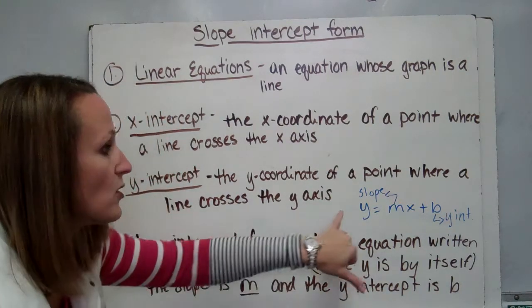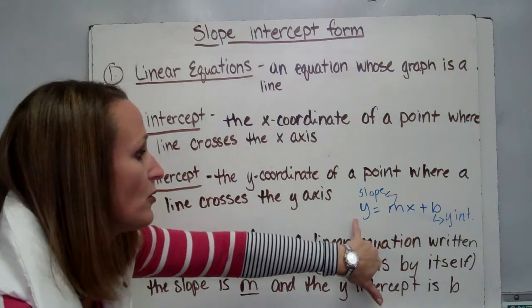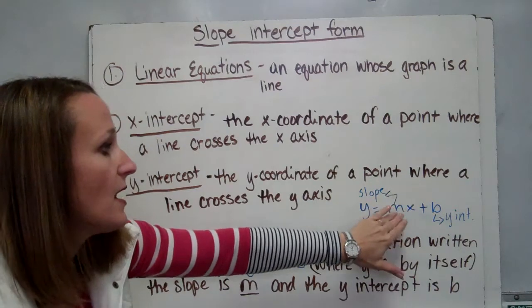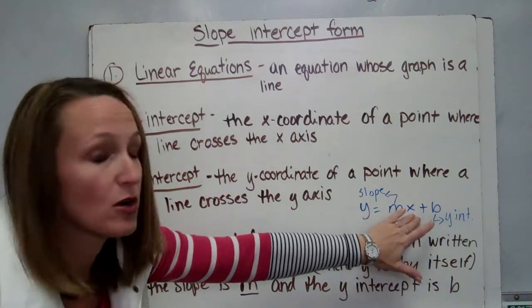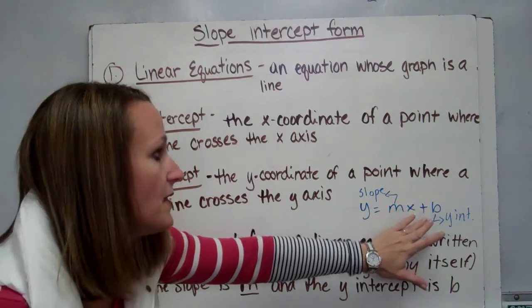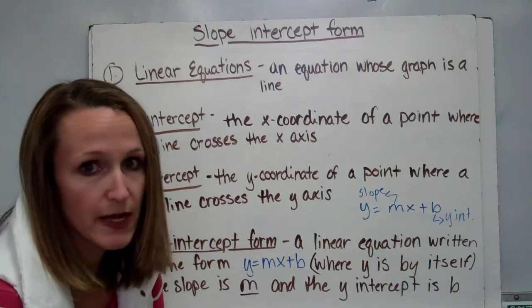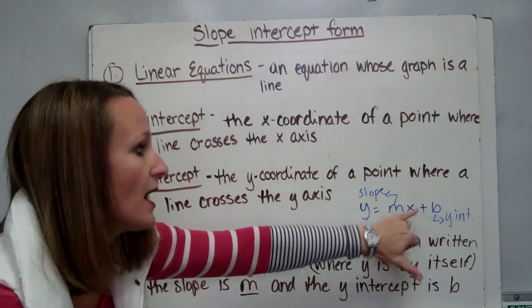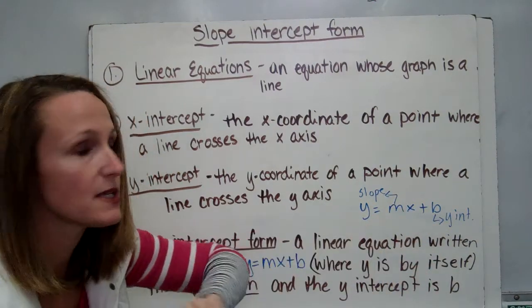So if we look at the form y equals mx plus b, we want y over here on the left-hand side of the equal sign. M represents your slope, x is always going to be x, and then plus b. And again, b is your y-intercept. So m is your slope, b is your y-intercept, x is just x, y stays over here.